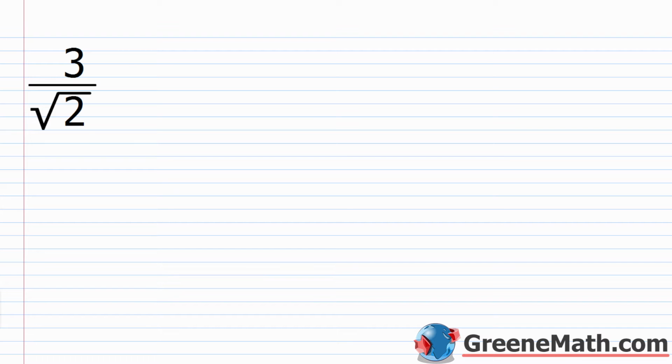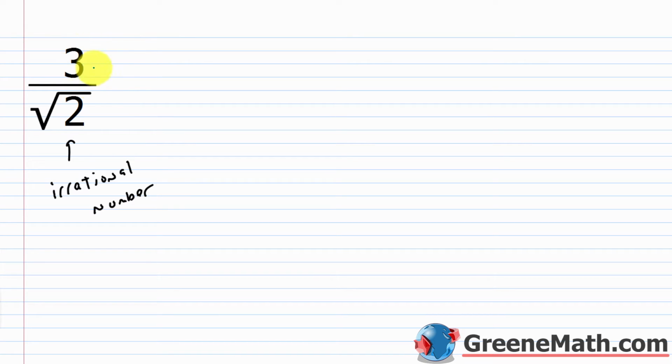So what do I do when I come across something like 3 over the square root of 2? Again, we cannot have a radical in the denominator. So this right now is called an irrational number. We don't want this. So what could we possibly do to get rid of it?